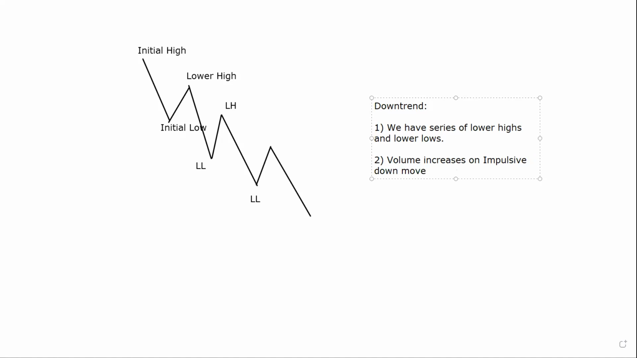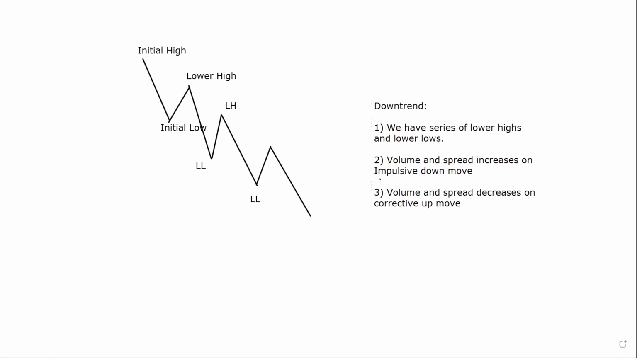Volume and spread. I will explain what spread is now. Okay, impulsive down. Third, volume and spread decrease on corrective up. Got it? Yeah, got it. So I want to show you on the chart.